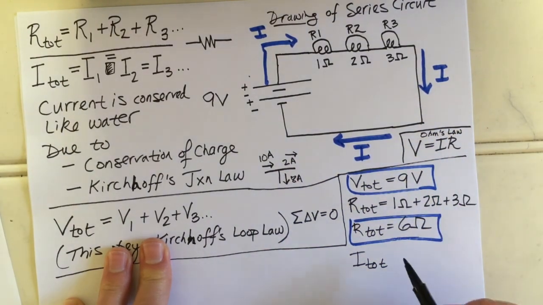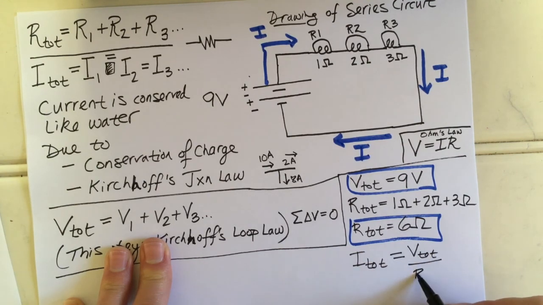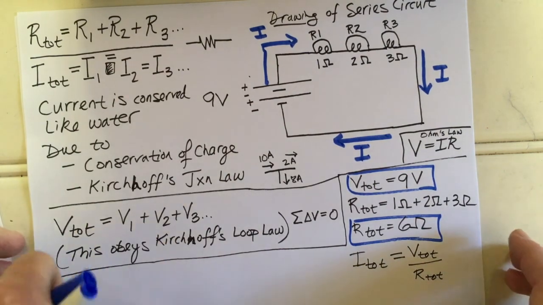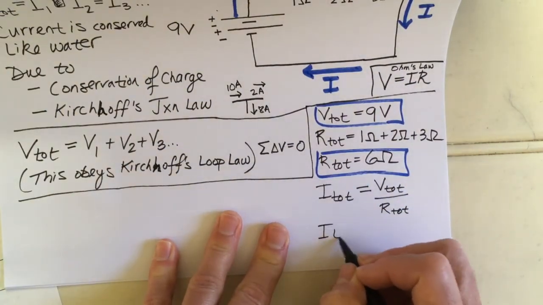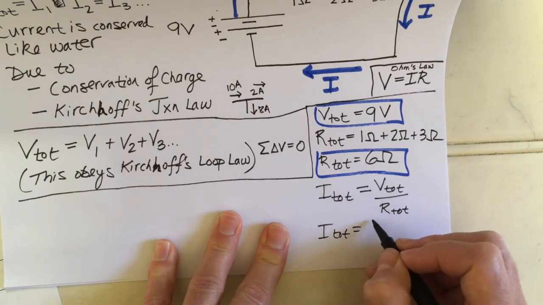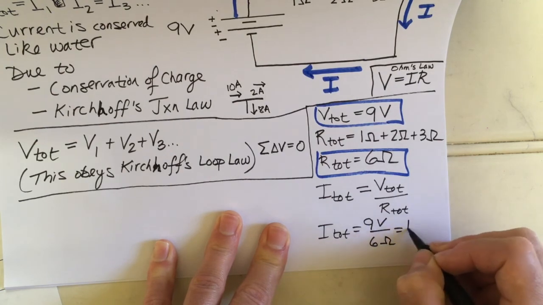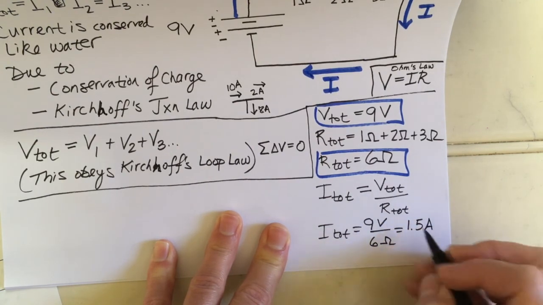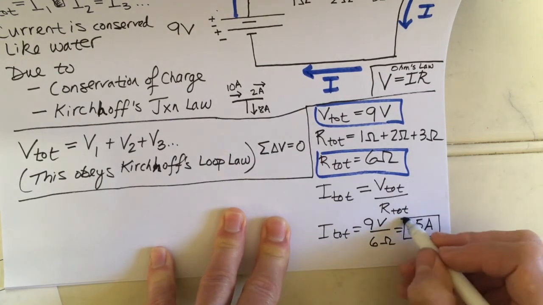And we'll just rearrange it and say I total then is equal to V total over R total. So we can write Ohm's law as long as all of these are totals. And that's what we're going to do. So we'll calculate I total here. I total then is equal to 9 volts divided by 6 ohms, which is 1.5 units. There are amps or amperes. Whoops, should have used my blue marker.